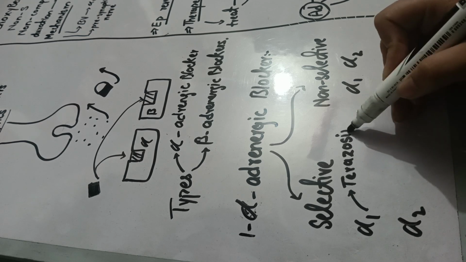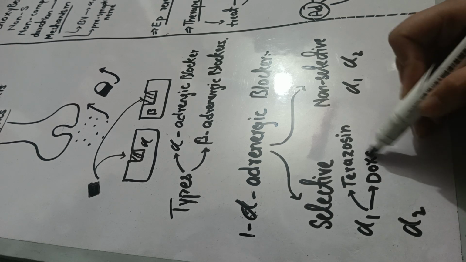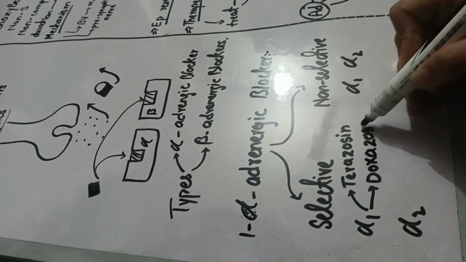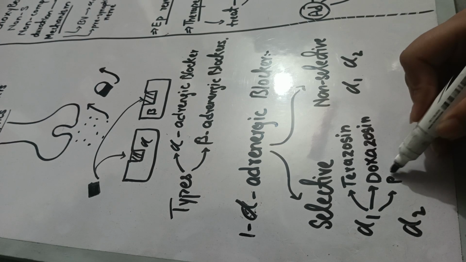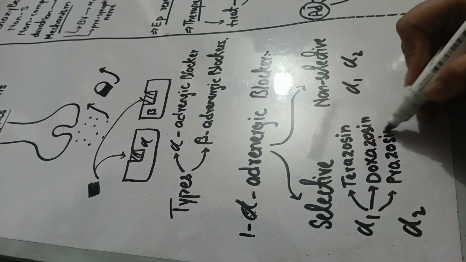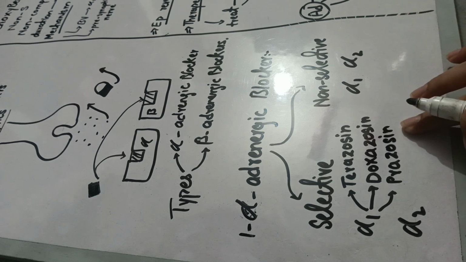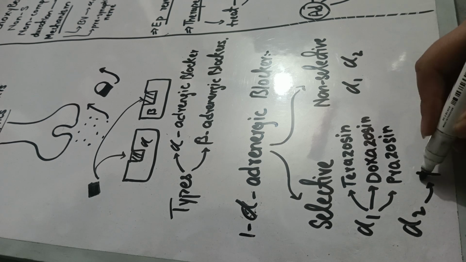terazosin, second is doxazosin, and third drug is prazosin. So they all end in the word zosin. And the alpha 2 selective drug is yohimbine.